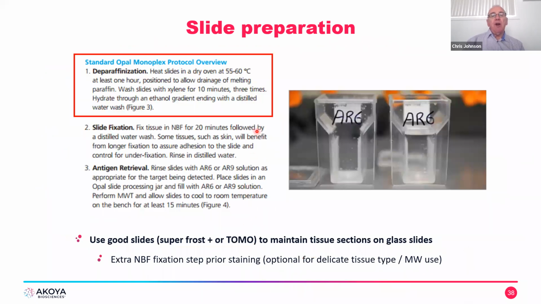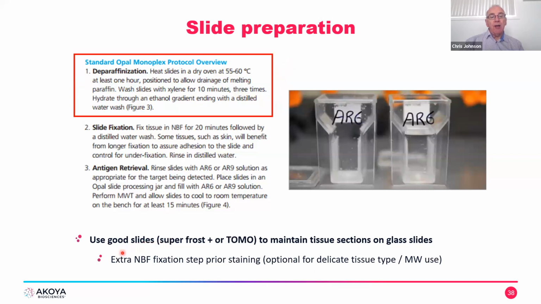Now with Opal, we do a little bit more on the slide preparation, because we're going to have to put our slide through a number of cycles. So we want to make sure that the tissue that we place on the slide actually survives the number of cycles that we do. Most of the time it's fine, but we take precautions to make sure it does happen.